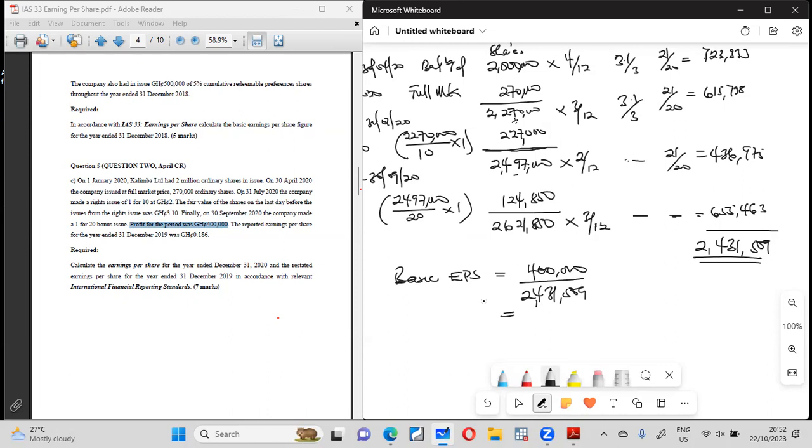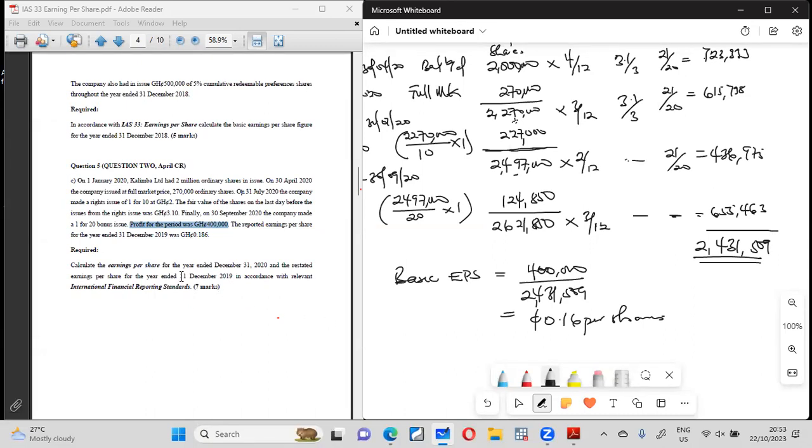So all I need to do is 0.164. 0.16. 16, yeah. So 0.16 per share. All right. So ladies and gentlemen, that is it. That is the difference in when the question is ABC.